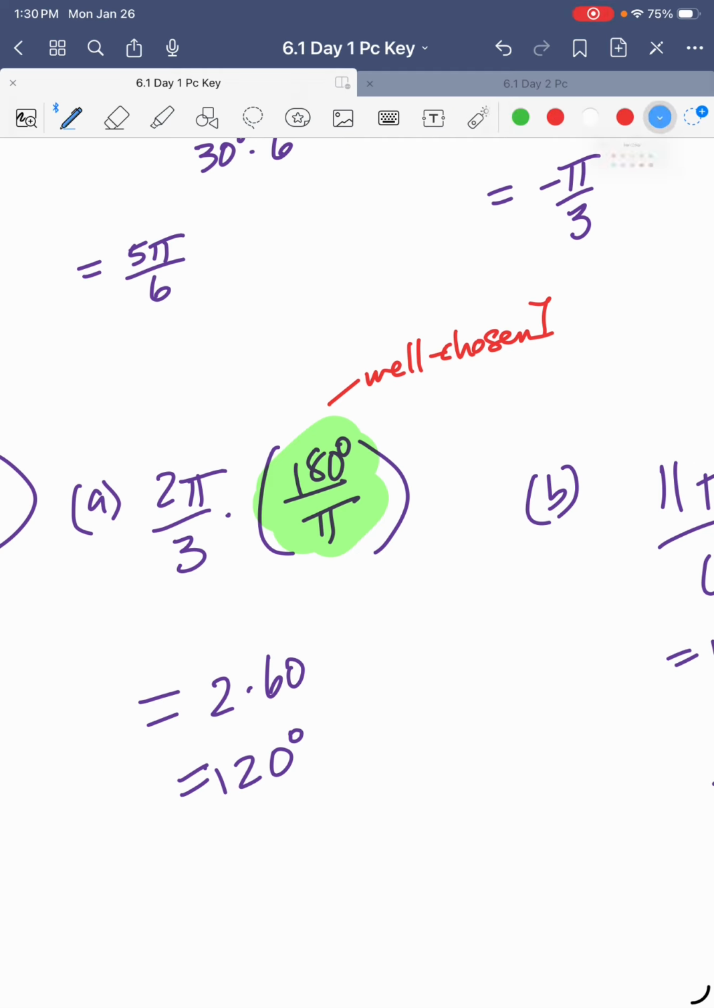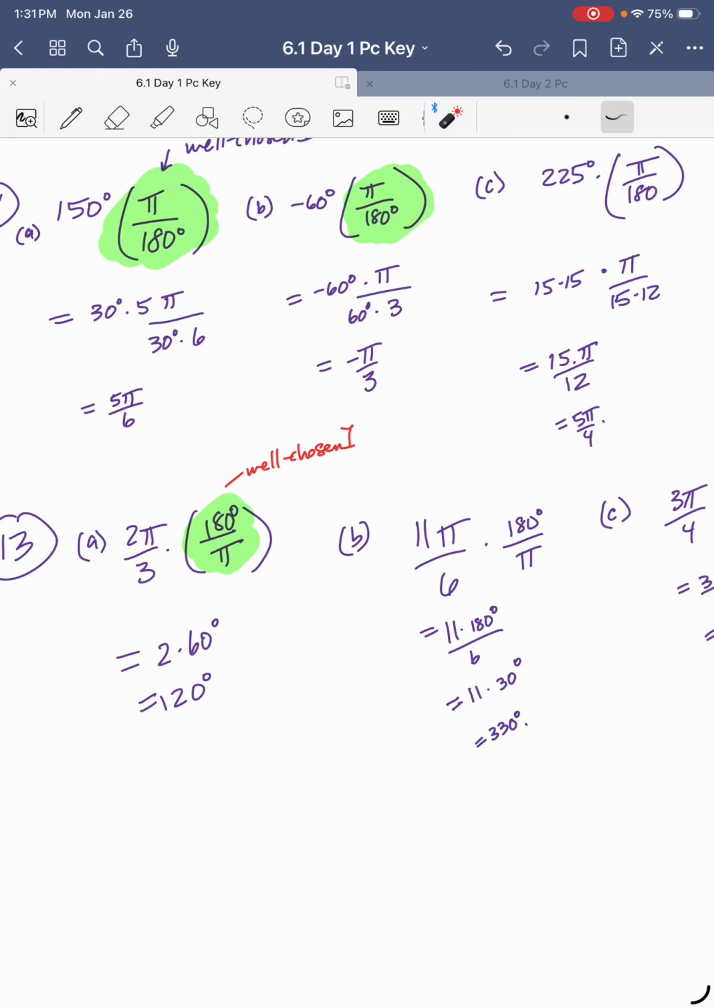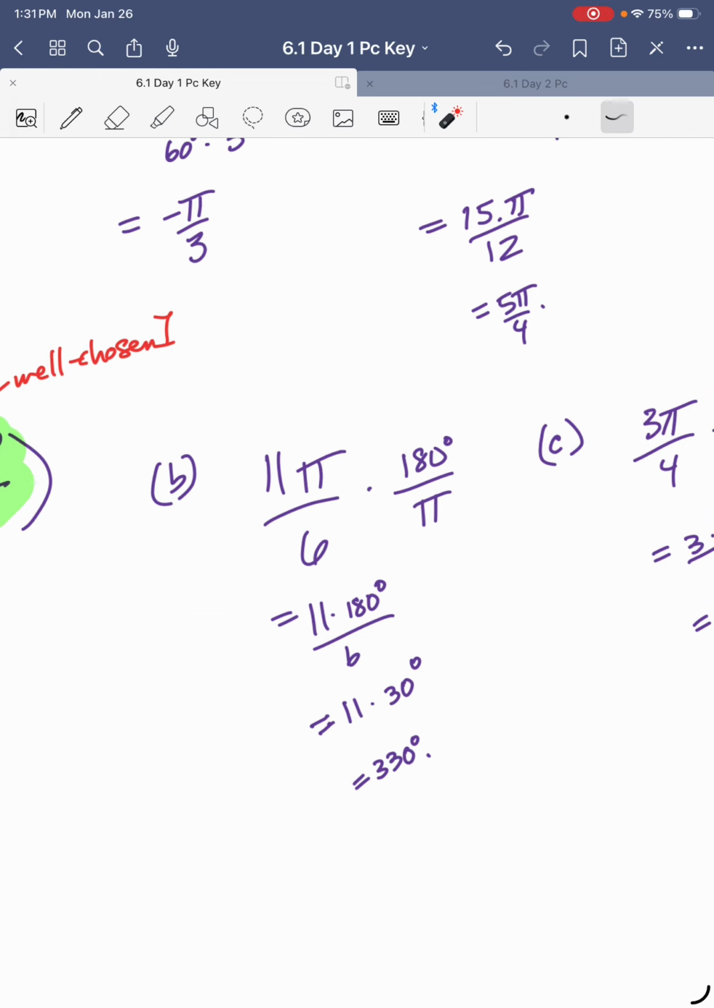So let me go over here. This should be, I think that's purple, yeah. So here, the pi's cancel out nicely. And then 180 divided by 3 is 60. So what you're left with is 2 times 60, which is 120 degrees.